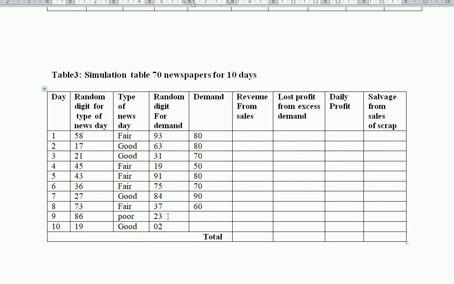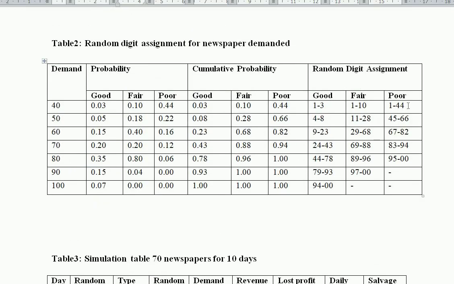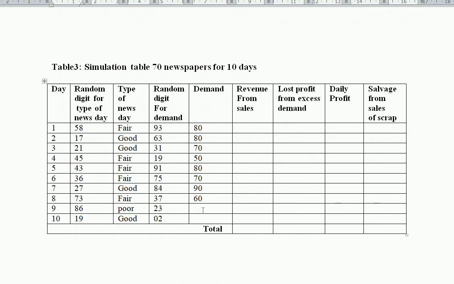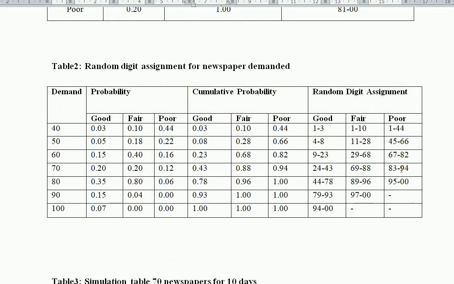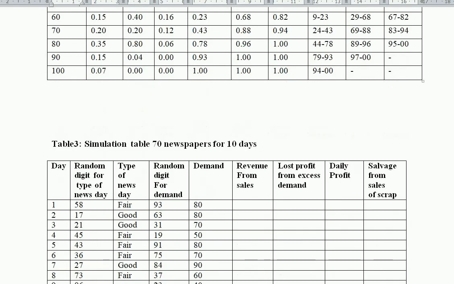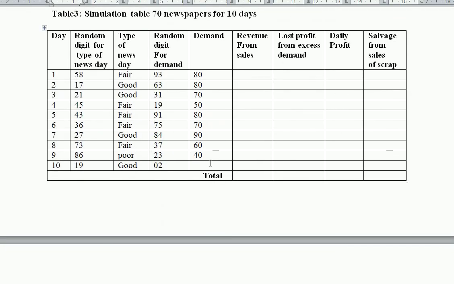And in the poor table, 23 in the poor column, on that particular day we have a demand of 40. We have to enter the 40 over here. And the next value is 2 in good. For 2 in good, on that particular row we have a demand of 40. This is the demand we have.